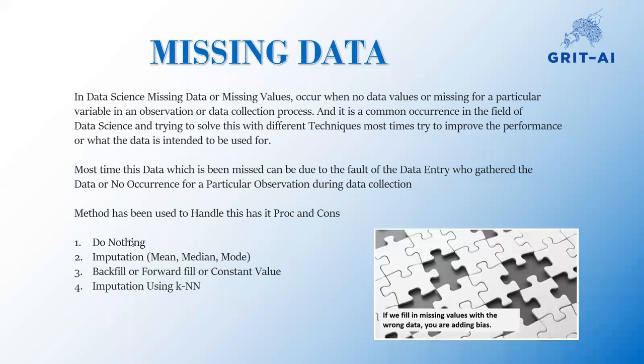If I feel filling these missing values will be better, I fill them. If I feel not filling them will be better, I don't. So it's basically based on your decision. That's why doing nothing is also an option. The other option is imputation. There are many methods of imputation. There is filling it with the mean of the remaining data within the column. There is also filling it with the median. There's also filling it with the mode.